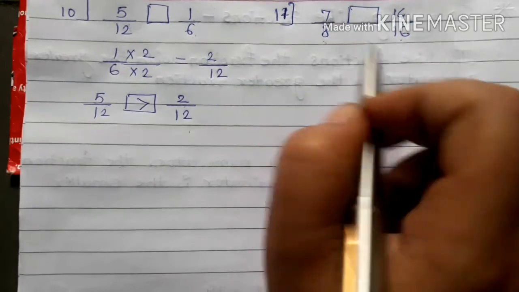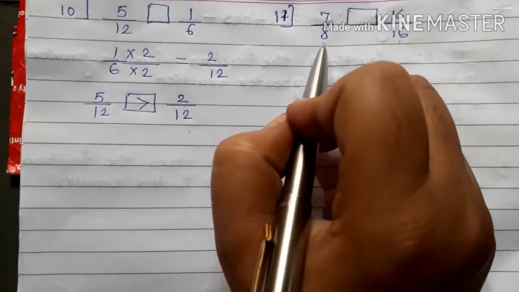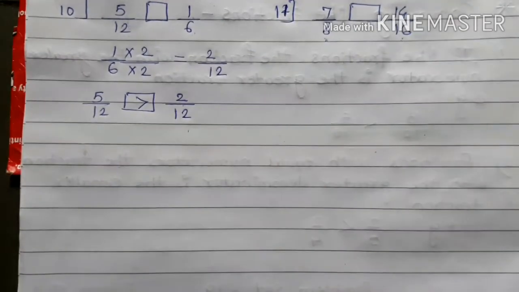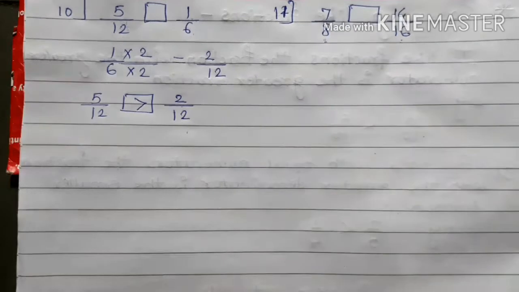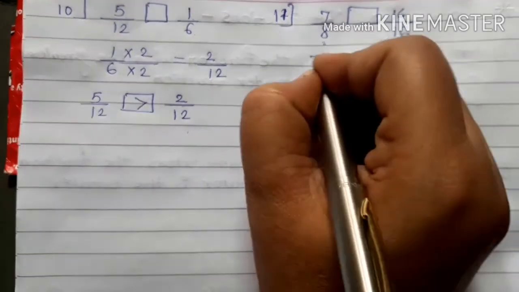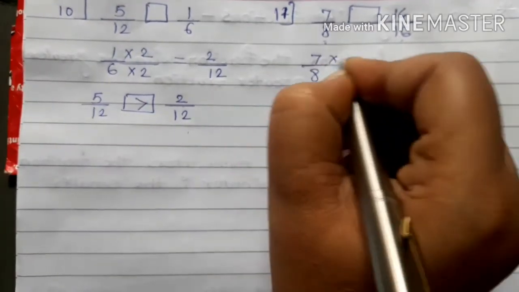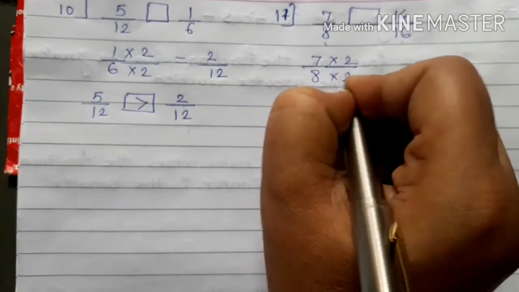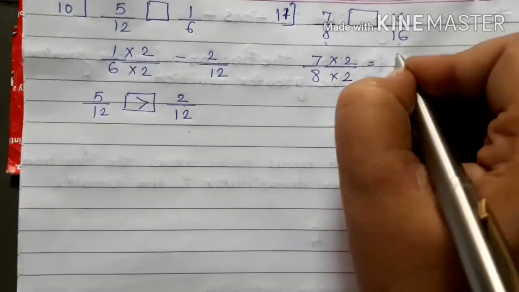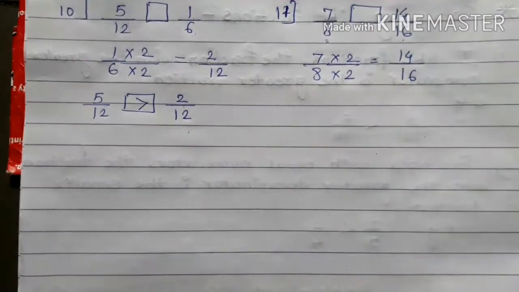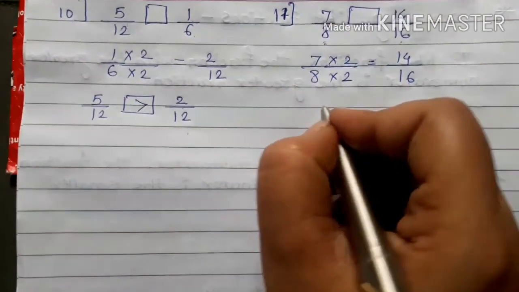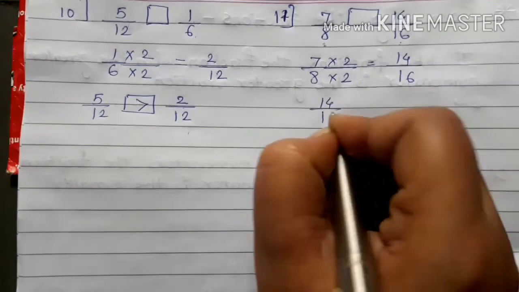Now here is 8, here is 16. Is 16 in the table of 8? Yes. 8 2s are 16. As we multiply by 2 we get 16. So now I am taking this fraction 7 upon 8 and multiplying by 2. So 7 2s are 14 and 8 2s are 16. So 7 upon 8 we have converted into 14 upon 16.